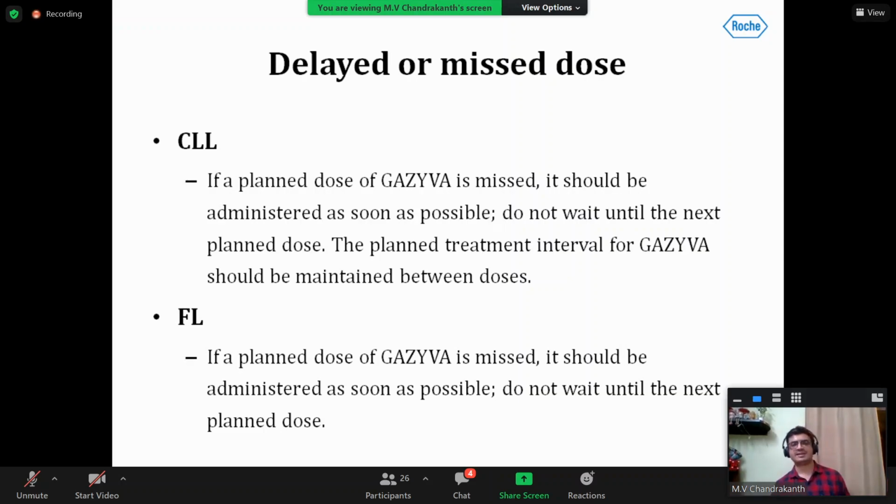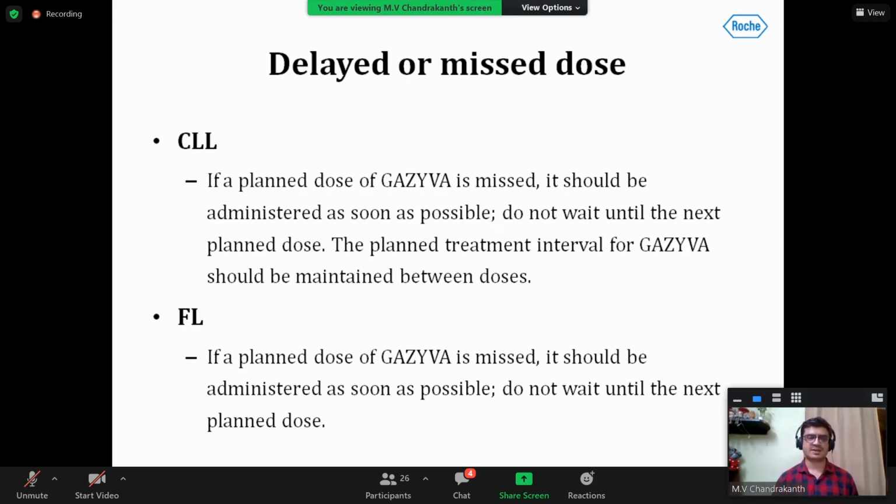And to have effective efficacy, we must have proper scheduling, and we must take care that we don't delay. So if it is delayed, we must make sure that we don't wait up to the subsequent dose, and we must administer as early as possible.